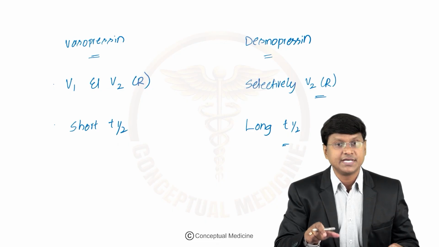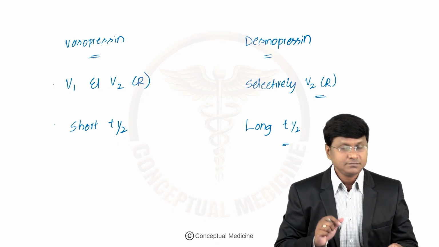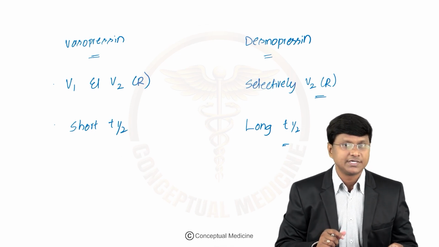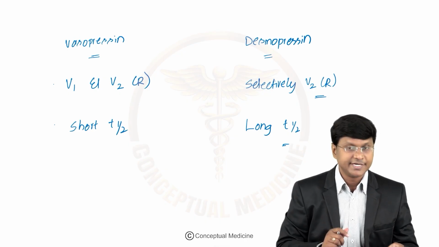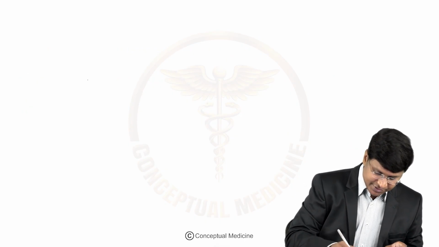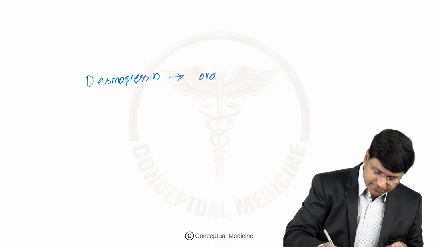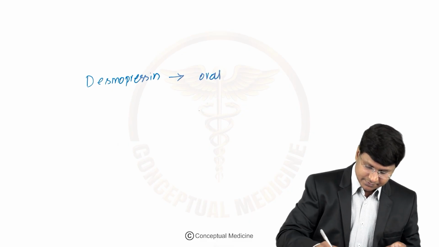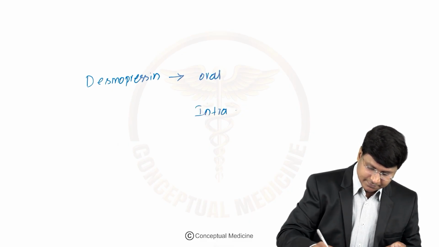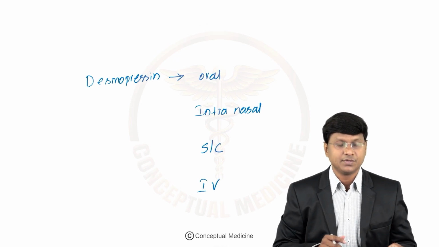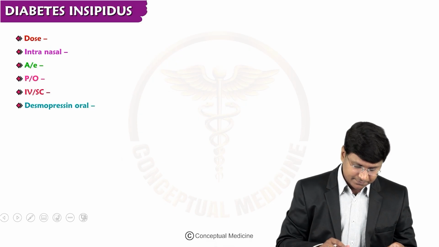And what we give is the vasopressin analog, that is desmopressin. Now, what are the various routes of administration and the doses of desmopressin? Let me explain. Desmopressin can be given through the oral route, intranasal, subcutaneous, and also the intravenous route of administration.